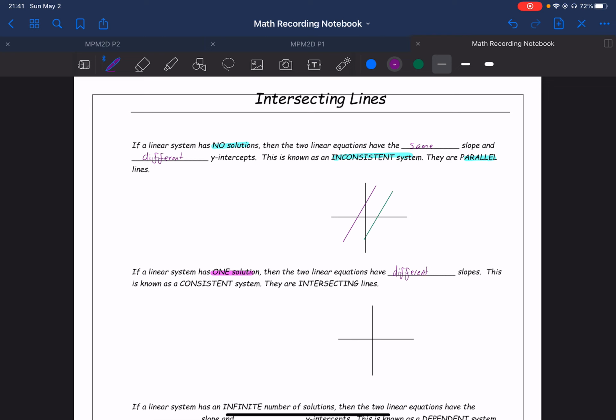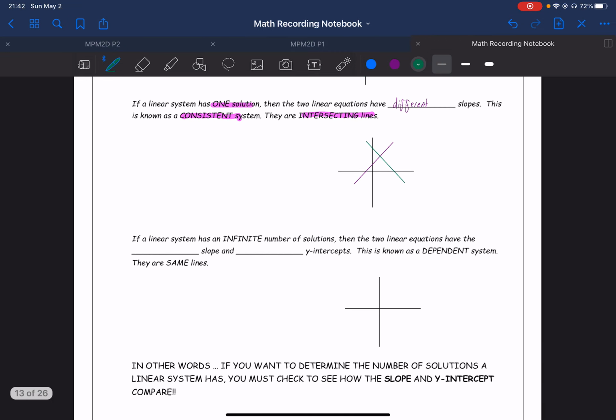This is just summing up what we've noticed. So this means it is a consistent system, and they are intersecting lines. That means they actually go through each other. So again, we could have an example where we have one going like this. And then we can have our secondary one going through it like so. They go through each other. So that is an example of a consistent system.